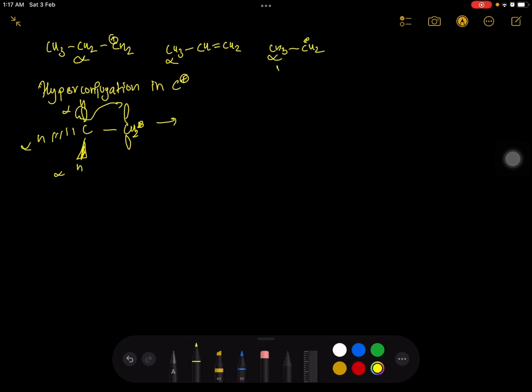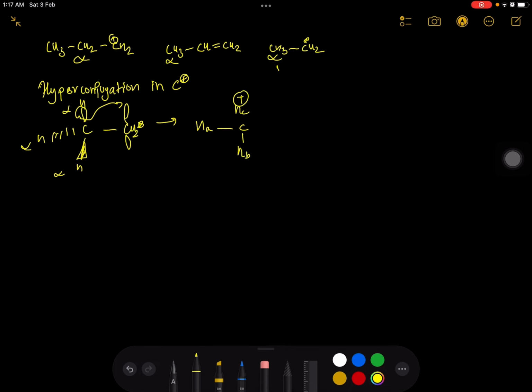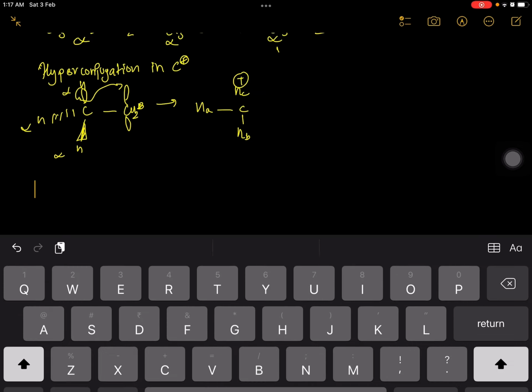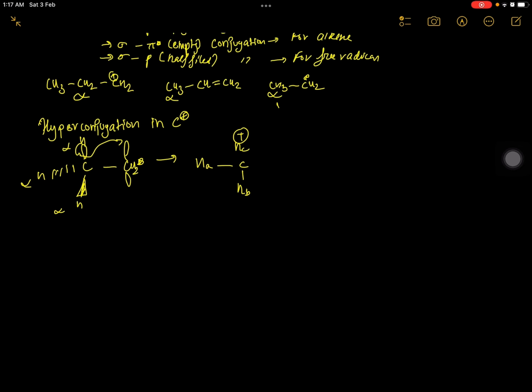So you'll be forming what? Let's say this is hydrogen A, this is hydrogen B, and this is hydrogen C. Hydrogen C is going to form an H plus, sorry, and it will form a CH2 over here. This is a no bond which is forming during hyperconjugation, so it's called no bond resonance.